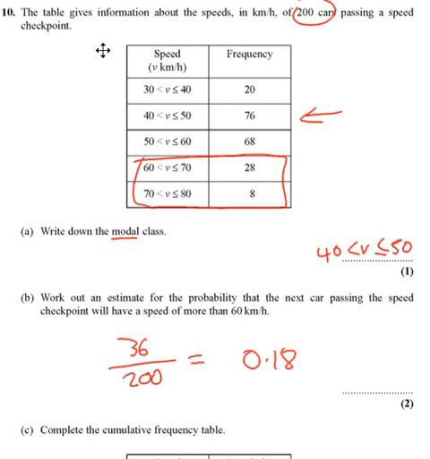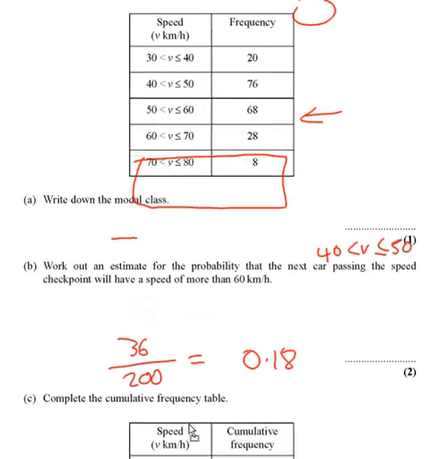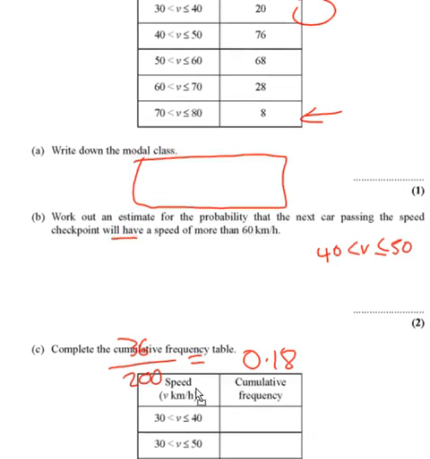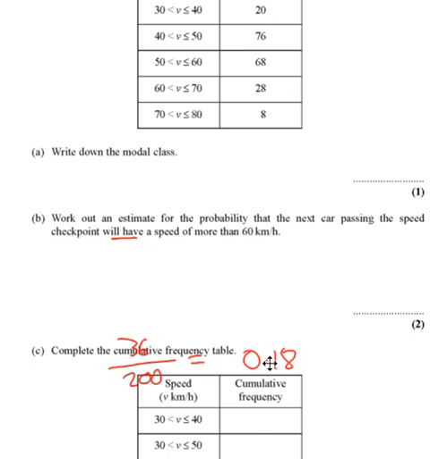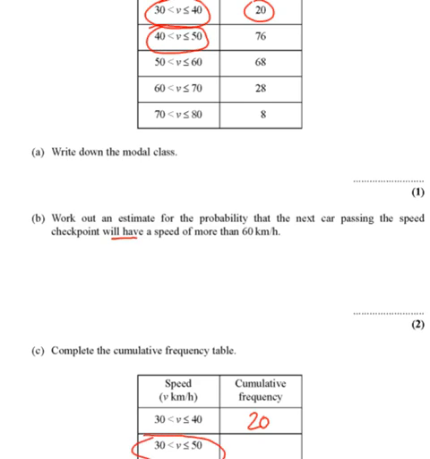If you want to look at the cumulative frequency table, you're just adding up the totals as they go along. So if we look at the top, 30 to 40, there's 20 cars which have a speed of 30 to 40. It then says 40 to 50, there's 76. So for 30 to 50 down here, we're going to add the 30s and 40s as well as the 40 to 50s.